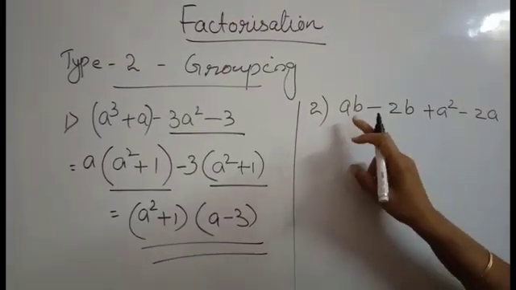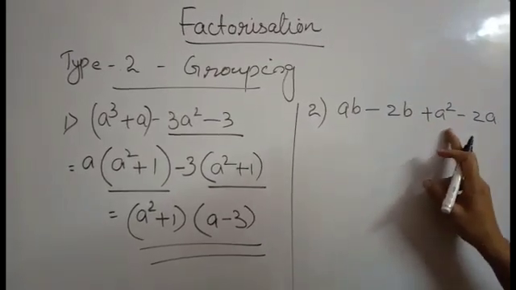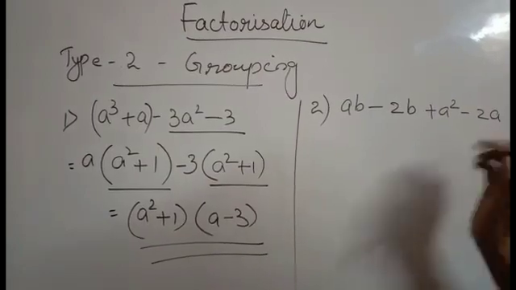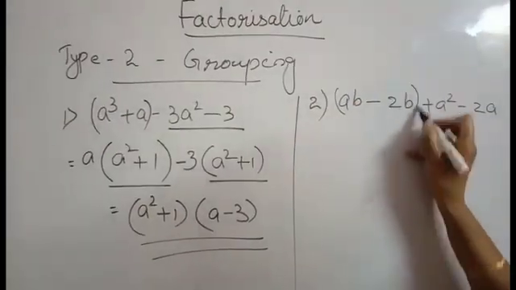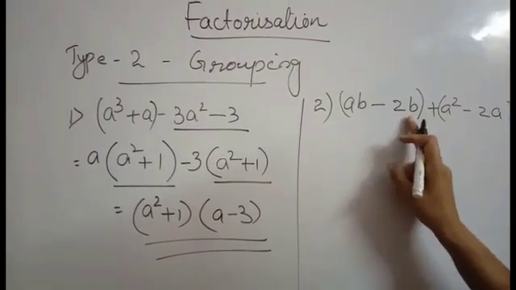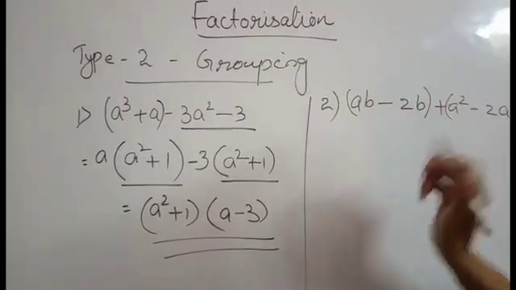Consider the question ab minus 2b plus a square minus 2a. Here also we will have to group the terms. So first we'll group these two in one group and these two in the other group. Look at this. What can we take common? We can take b as a common factor.